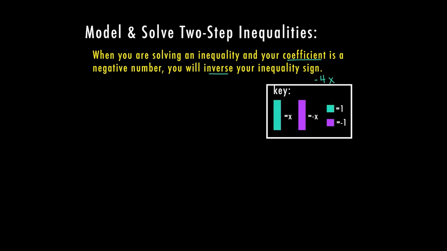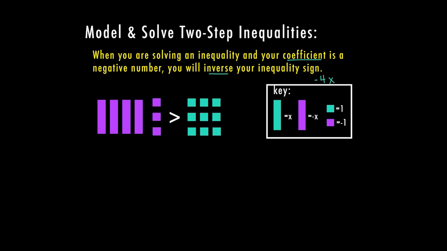So here's my key for my problem, and here's my problem. Now I have negative 4x minus 3 is greater than 9. So let's see. We're going to solve it here with our visual. So in order to get rid of these 3 negatives, I have to add 3. And whatever I do to one side, I have to do to the other side. So here I'm going to add 3 to this side.